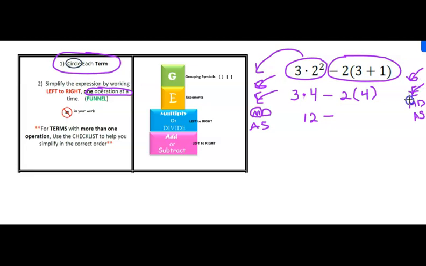There's no exponents. The next one is multiplication. 2 times 4 is 8. And now 12 take away 8 is 4. And you are done. That's that funneling process. So that's what you're going to be practicing here to make sure you've got it in the next few examples.